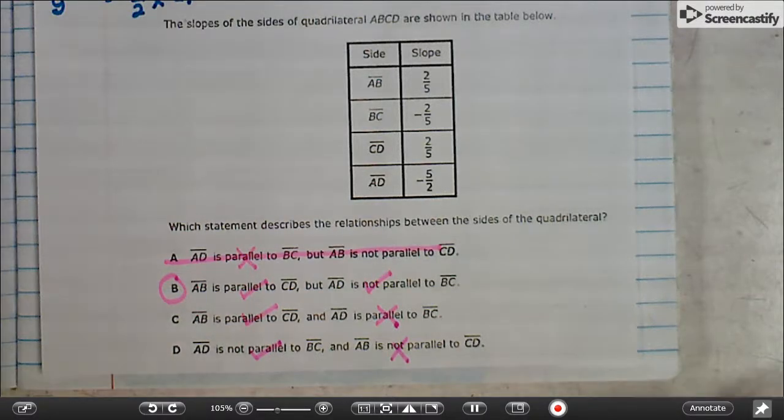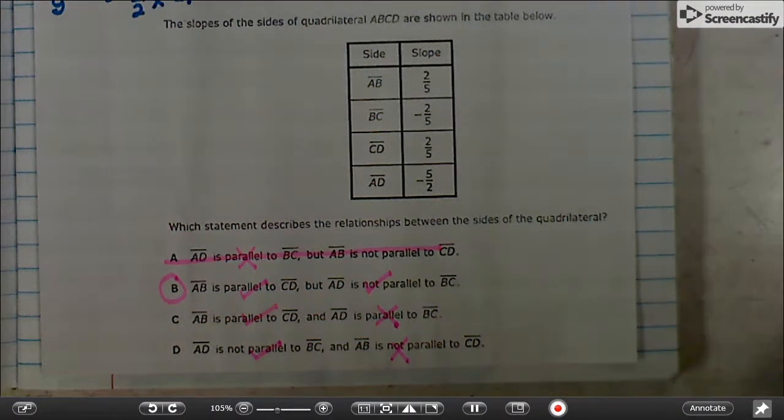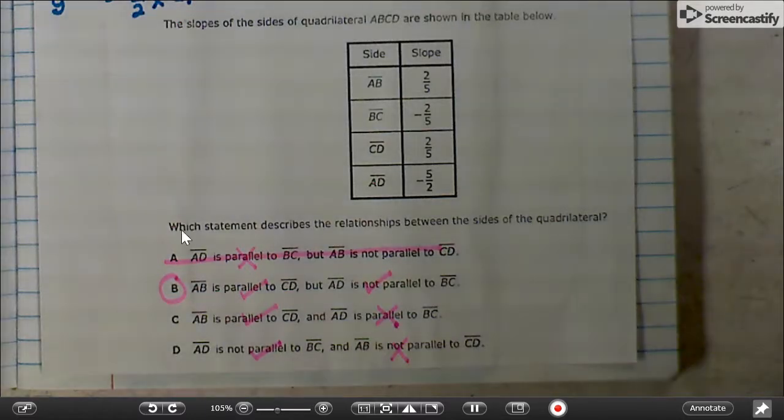And that is the end of how to write equations for parallel lines. If you need to learn more about that, you should probably rewatch the video or ask us some questions and do the practice in your notebooks.